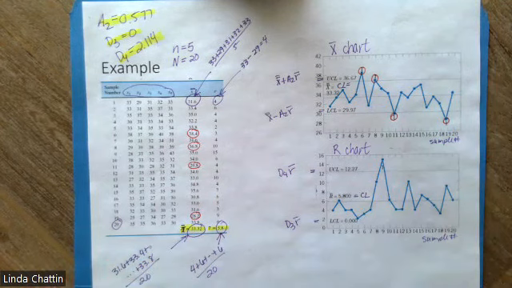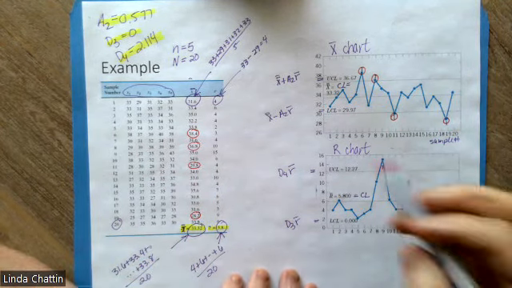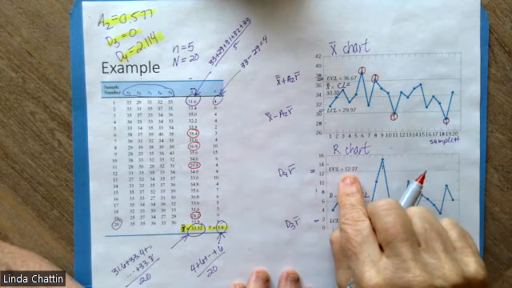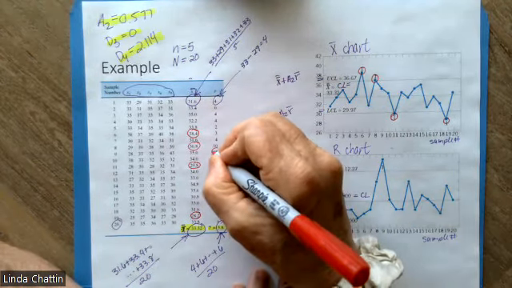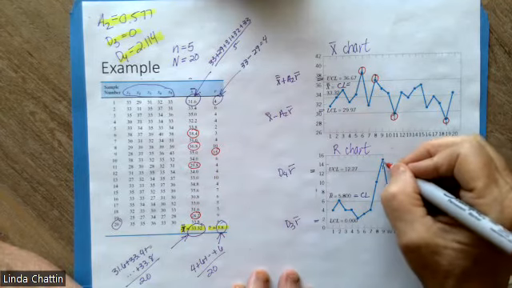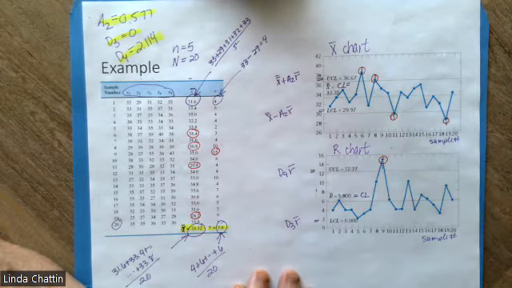But we're not done. We have to look at the R chart as well. Now we're going to look at whether there is any point above 12.27. We can see pretty quickly that there is, and that's sample number 9. That's the only one that's out of control on the R chart.